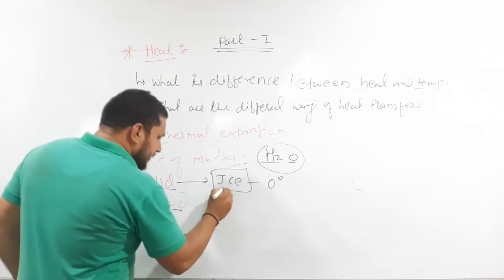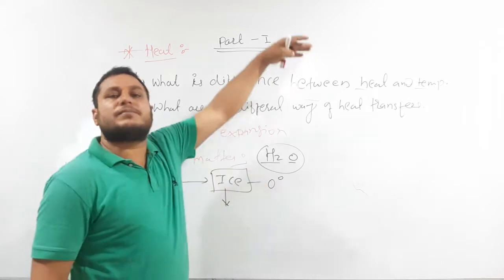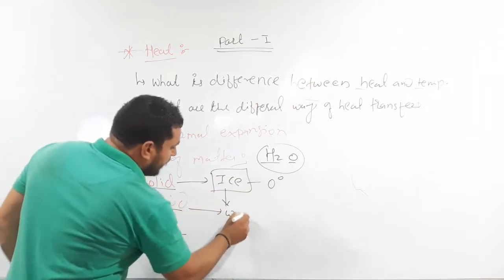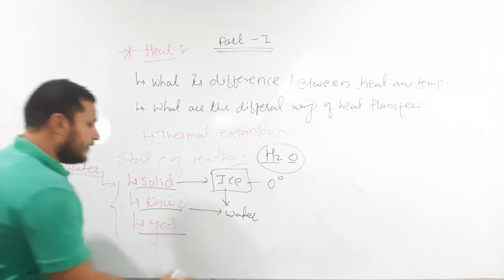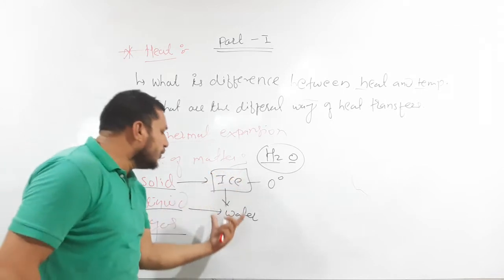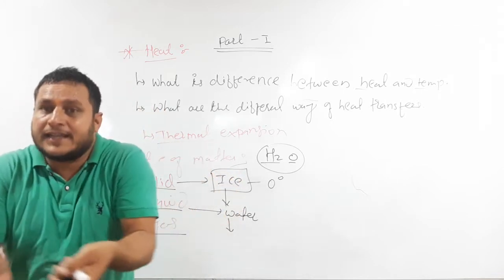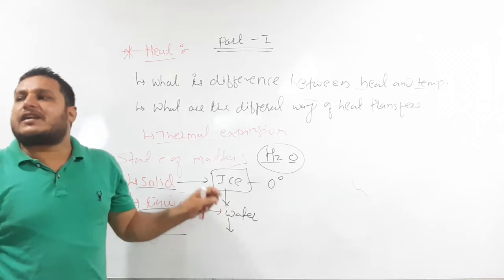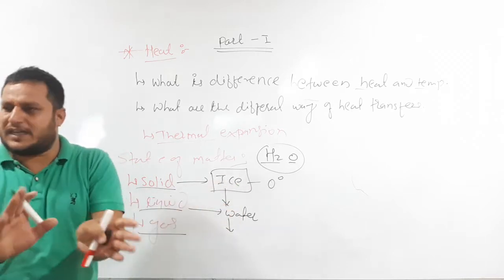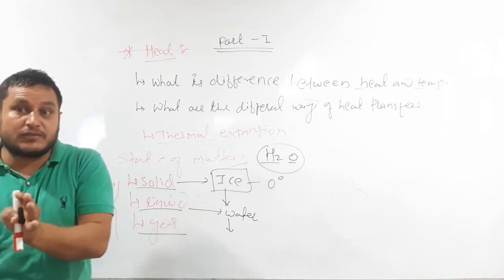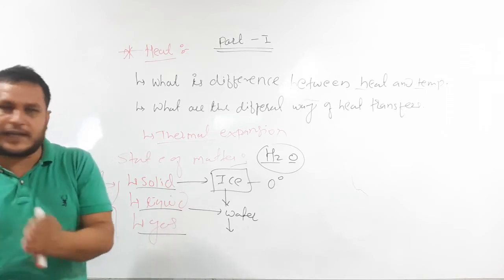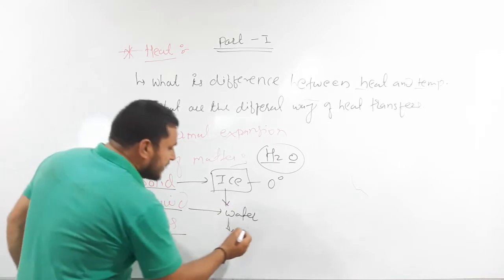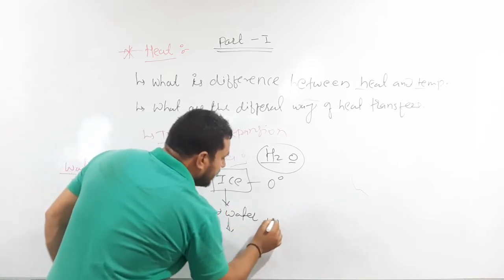So the next is, when the temperature goes above 0, the second state starts. That is the liquid state, and we call that water. When the whole ice cube has melted, the temperature of that material is still not high. It is just between 0 and 1, not more than 1. Then if I again increase the temperature of that water, it will increase up to 100 degrees Celsius.